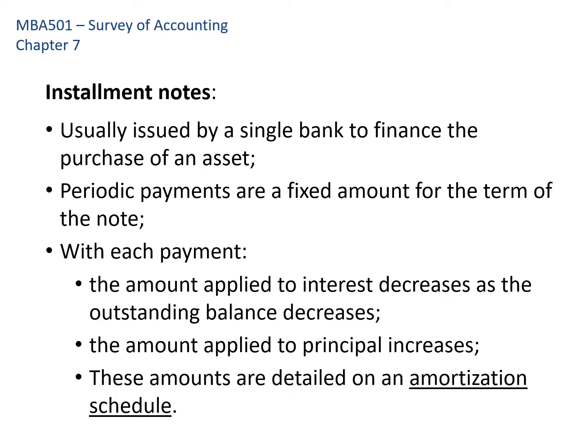The next thing I want to talk about are installment notes. Again, that's the most common kind of note that a company might have if they're buying equipment or a building, or that you might have if you purchase a home or a car or something like that. The key thing about that is that there are periodic payments made that are a fixed amount for the term of the loan. So you're going to make an identical payment every single month in this example.